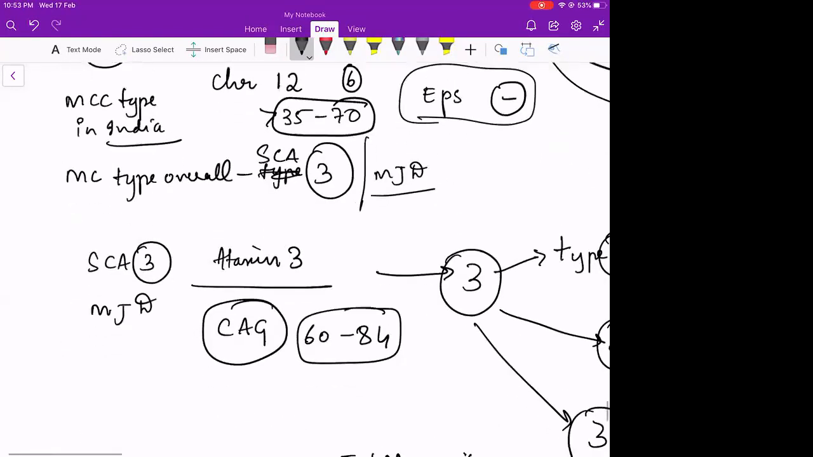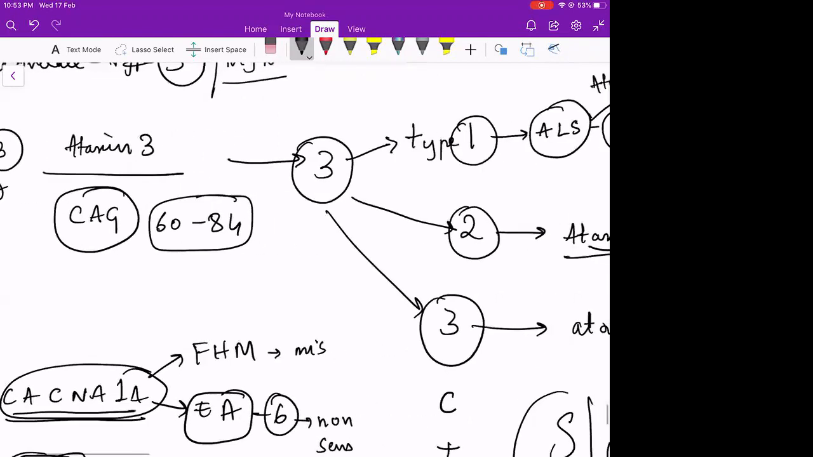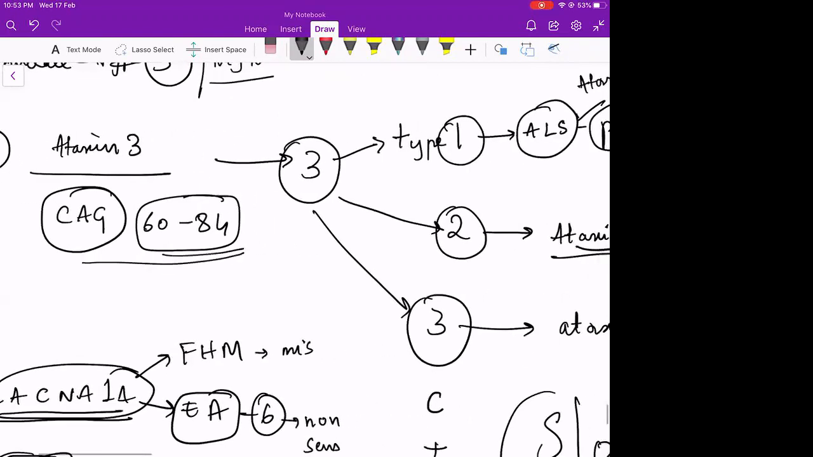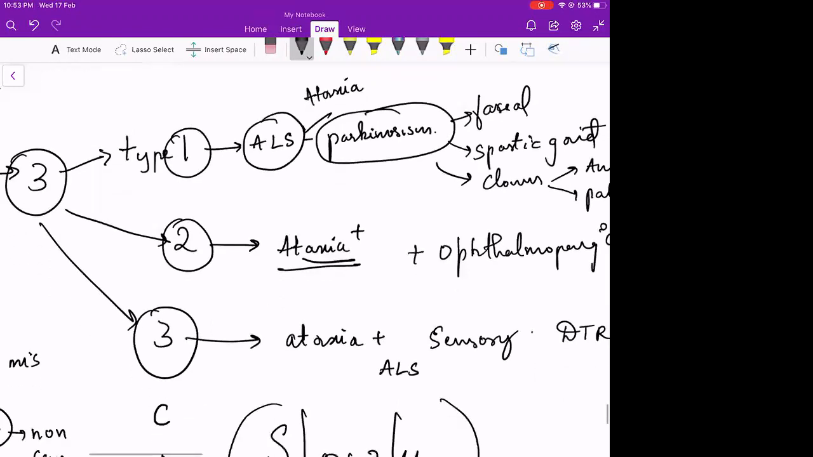Type 3, which is also called Machado-Joseph disease. Here the CAG repeats are around 60 to 84. It is further classified into type 1, 2, and 3. Type 1 is the ALS Parkinson type. Type 2 is the ataxia prominent type. And type 3 is where the patient has ataxia, sensory, and ALS type.